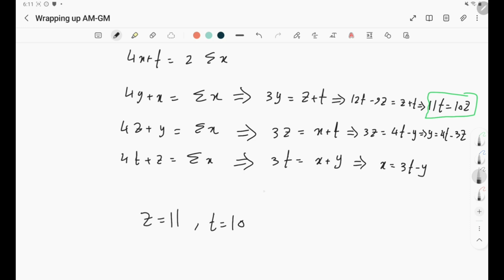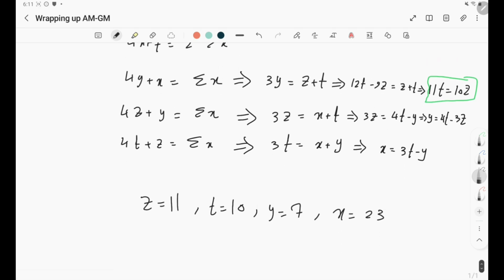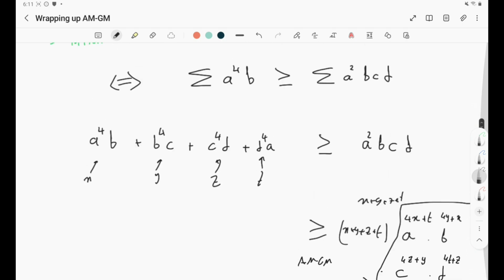Now let's figure out what is y. So y is 4t, 4 times t, minus 3 times z, so 33, and hence it's 7. Alright, so y is 7. Okay, what about x? Well, x is 3 times t, so 30 minus 7, so that is 23. Alright, perfect. That's it. We found our x, y, z, t, and hence we can apply AMGM and we'll be done.